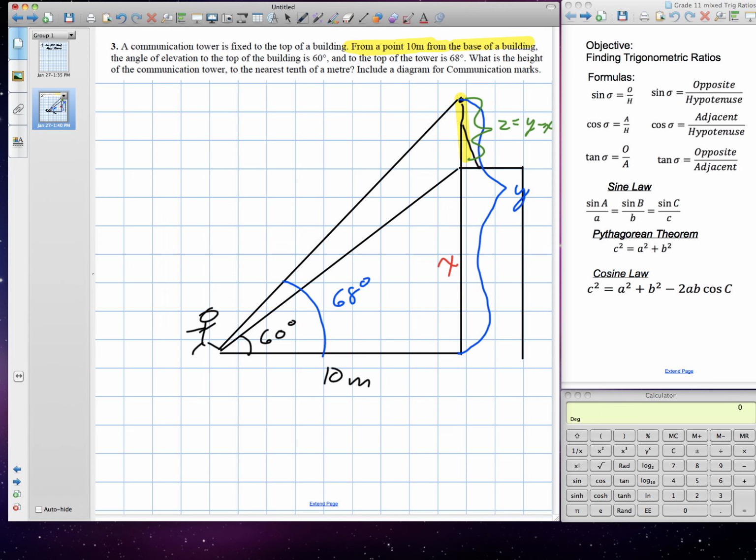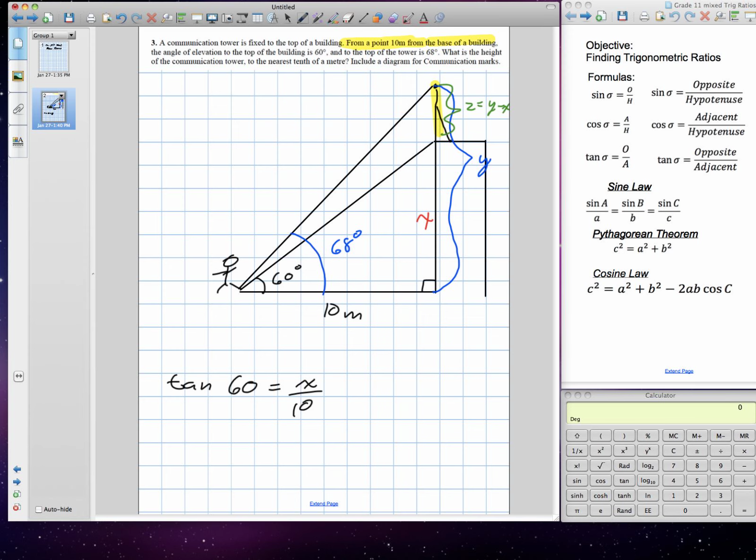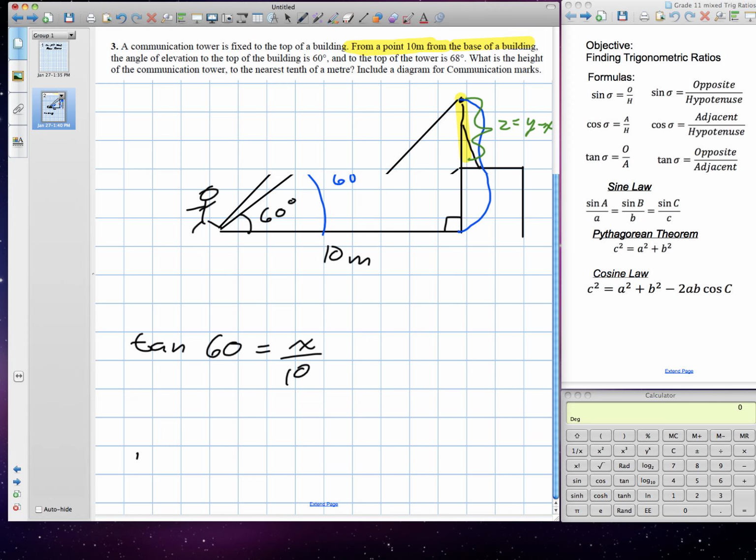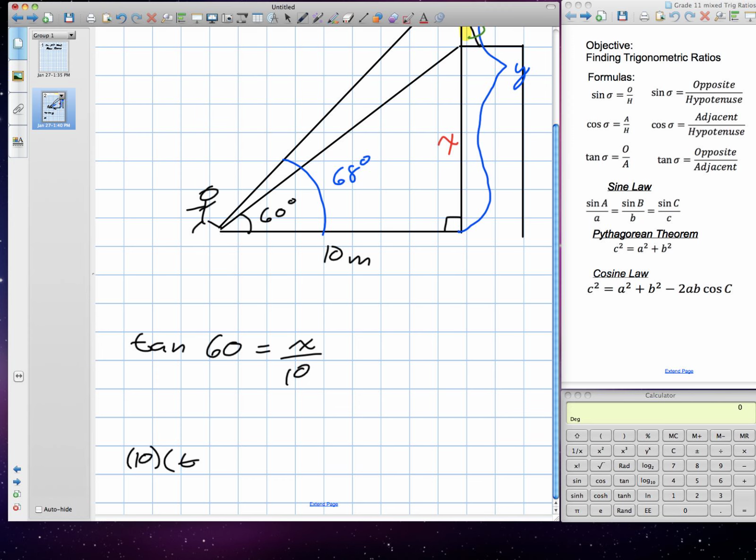So, when we go to use our ratios, we could use cosine law or sine law, but because it's a right angle triangle, it'll be easier if we use our tan ratio. So we get tan 60 is equal to the opposite, which is x, over the adjacent, which is 10. When I bring 10 to the other side of the equation, we get tan 60 times 10 equals x.